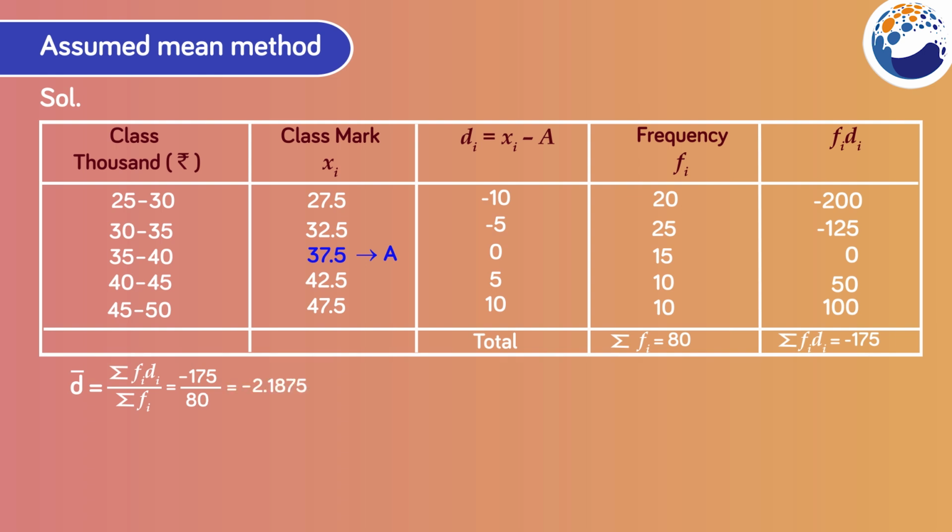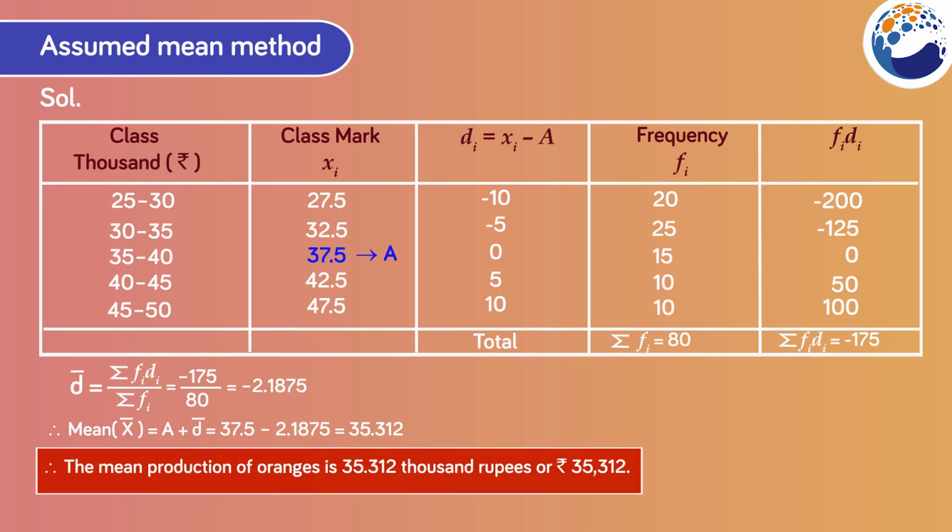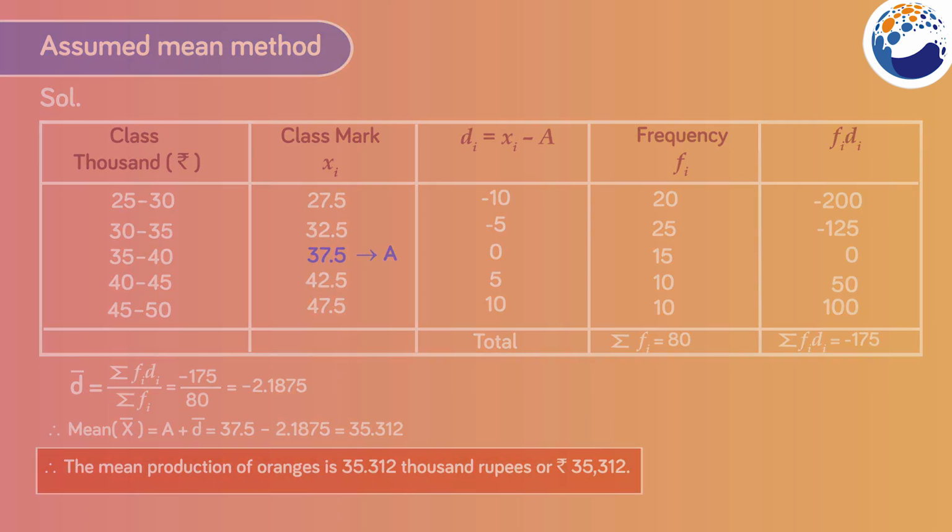Then we calculate mean x bar, which is equal to a plus d bar, is equal to 37.5 minus 2.1875, is equal to 35.312. Therefore, the mean production of oranges is 35,312 rupees. Now we study one more method to find the mean.